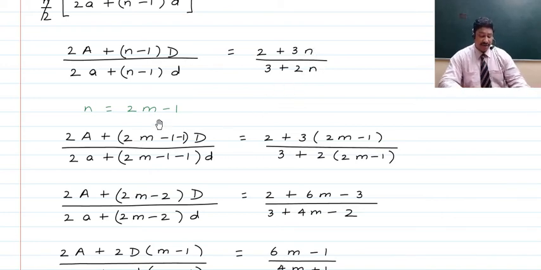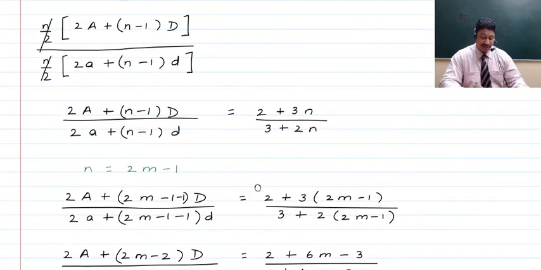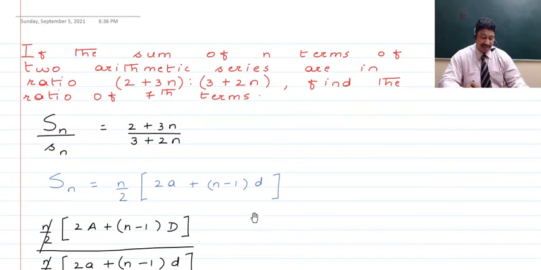However, here if we keep in place of n 2m minus 1, right, then what happens is, as in the question, we've been given a pretty absurd thing, that is, we've been given the ratio of the sum of n terms, and we've got to find out the ratio of the nth terms, that is the 7th terms, right?